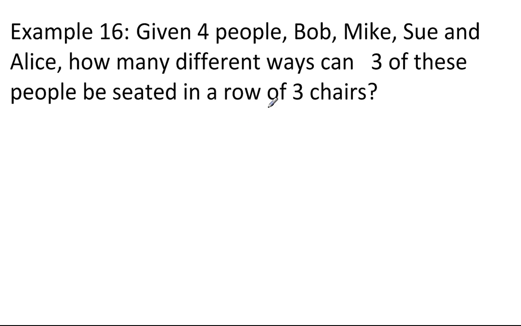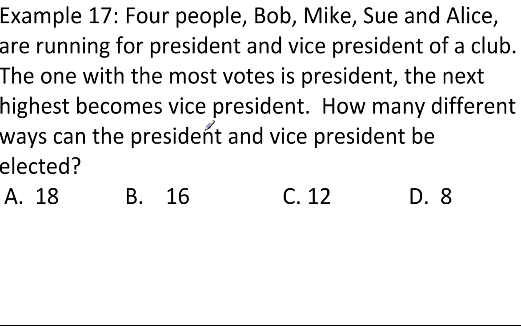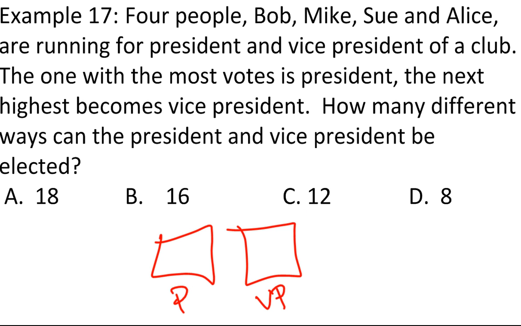Oh, this time we're just looking at the first 3. Well, does that change anything? 4 times 3 times 2. Well, it's still the same. 24. Haha, crazy. Now they're going to go first vice president and president. That means there's 2 spots. We got our president and our vice president. So how many choices? 4 times 3 makes 12.